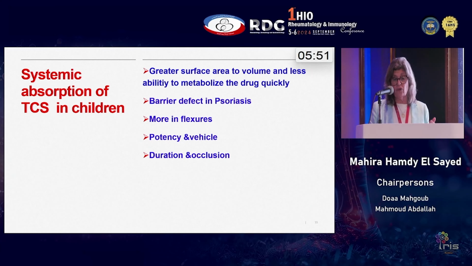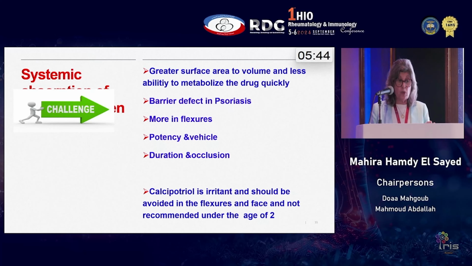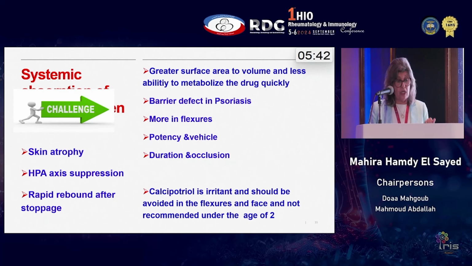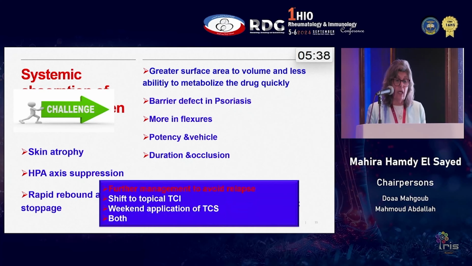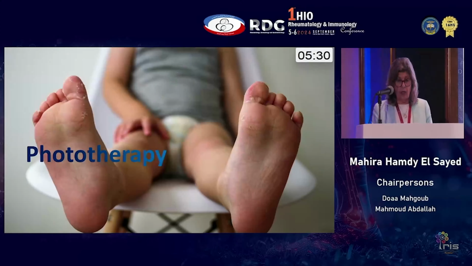the problem we've got really is that calcipotriol is irritant, and there is systemic absorption of topical steroids in children. It can cause skin atrophy. I do see rebound. So the only thing is either I shift to weekend treatment or I can use TCIs in order to have a steroid-sparing drug.